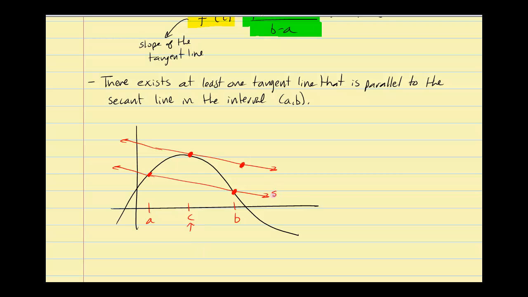So this was the secant line, and the mean value theorem guarantees that between this interval A and B, there is this point C, such that if I plug in this C, I'll get this tangent line that has the same slope.